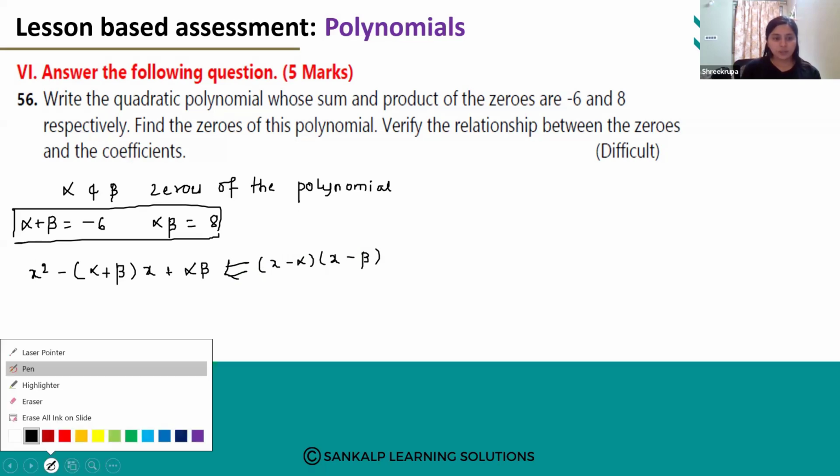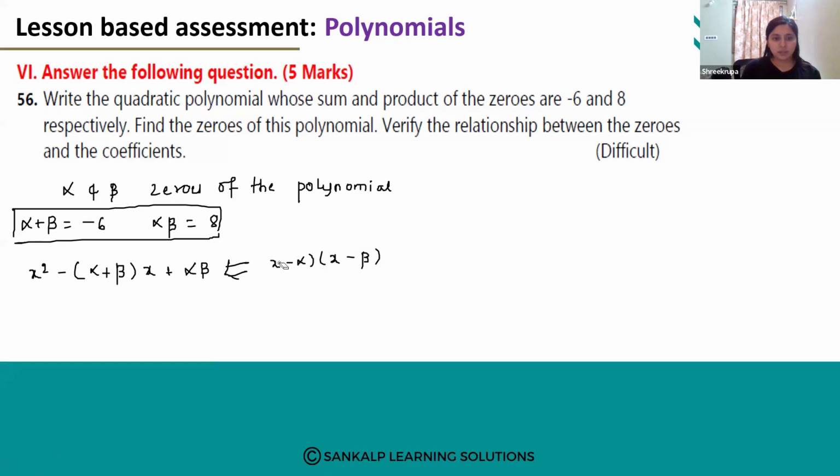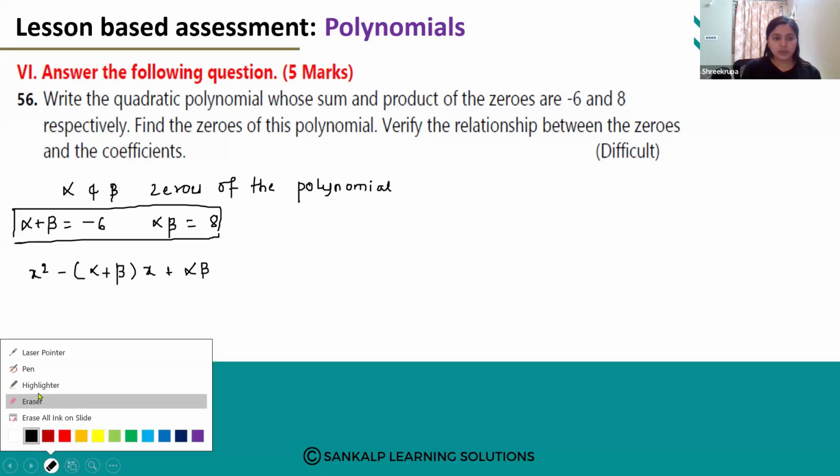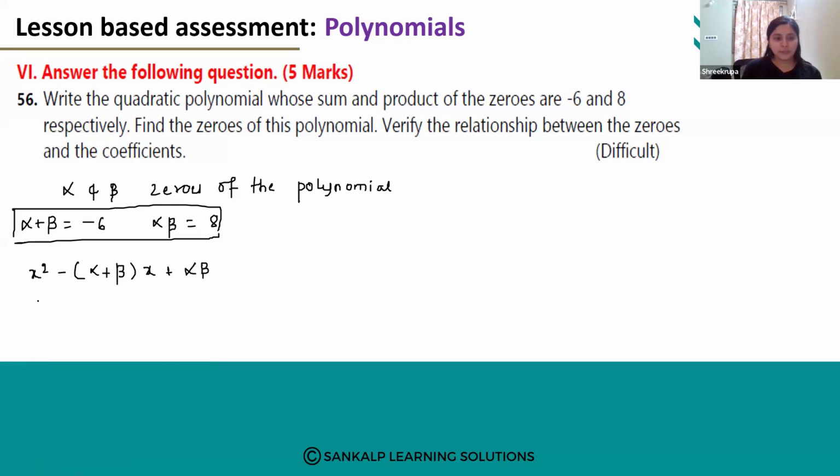We can skip this step and use this formula to construct the polynomial. x square minus alpha plus beta, whose value is -6, into x plus alpha beta, whose value is 8. This becomes +6, correct? Minus into minus becomes plus. 6 into x becomes 6x plus 8. So this is the polynomial.